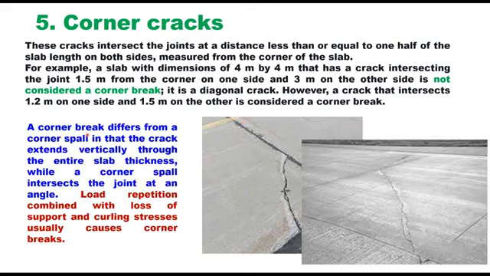A corner break differs from a corner spall in that the corner extends vertically through the entire slab thickness, whereas a corner spall intersects the joint at an angle. Load repetition combined with loss of support and curling stresses usually cause the corner breaks.